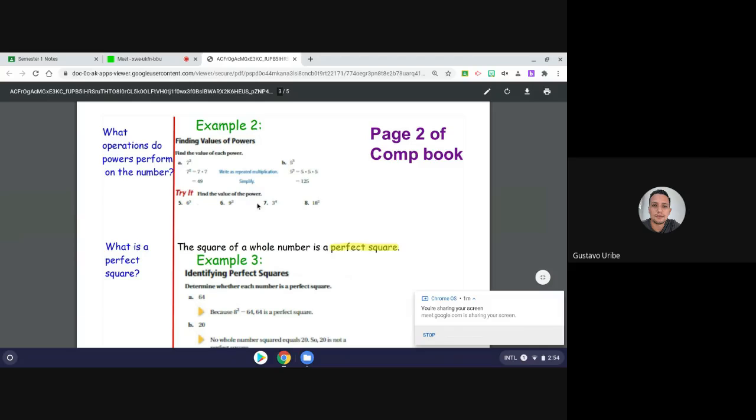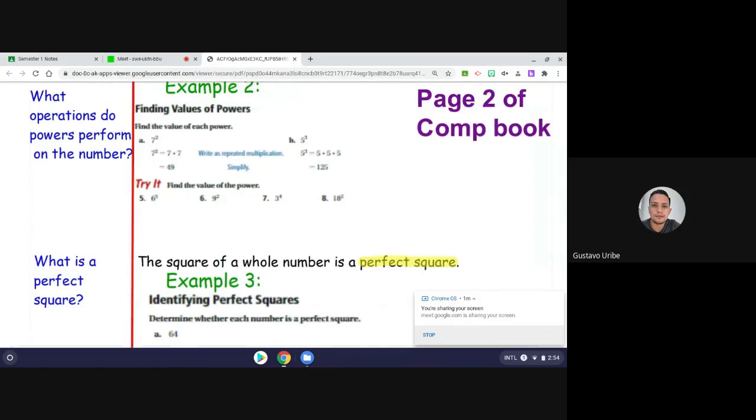And then down here we have some examples for you all to try. I would recommend writing these out. Remember, this does not mean 6 times 3. This means 6 times 6 times 6. Or here, this does not mean 9 times 2.